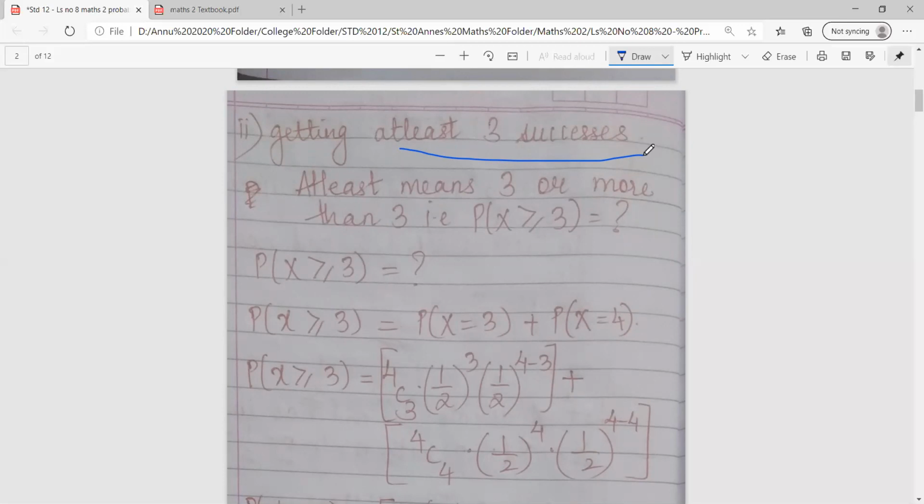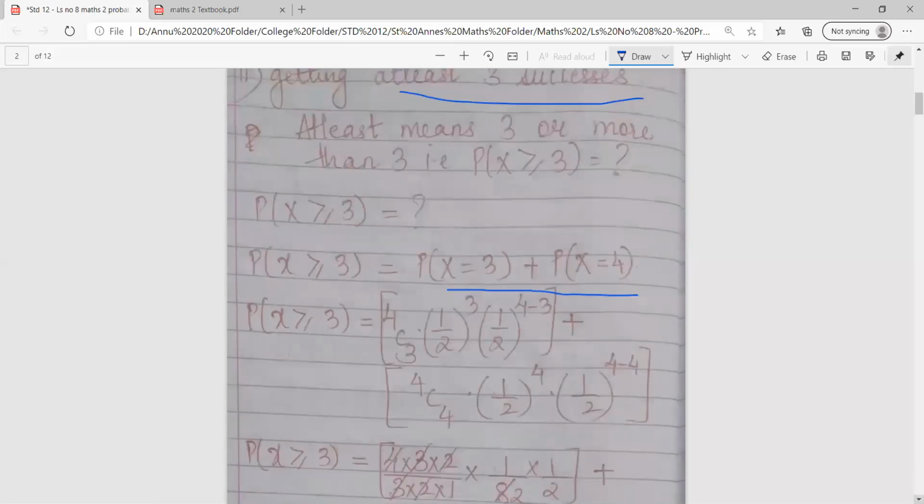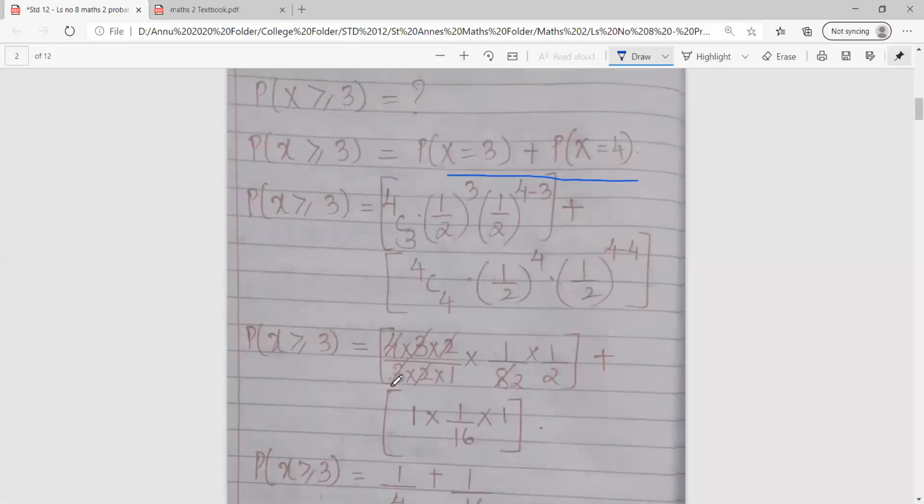So at least 3 successes means x greater equal to 3. Now give me numbers greater equal to 3. So we have only 2 possibilities because maximum times was 4. So it is probability of 3 plus probability of 4. So we'll find both of them separately by using the same formula. 4C3 half raised to 3 half raised to 4 minus 3. Similarly 4C4 into half raised to 4 into half raised to 4 minus 4.